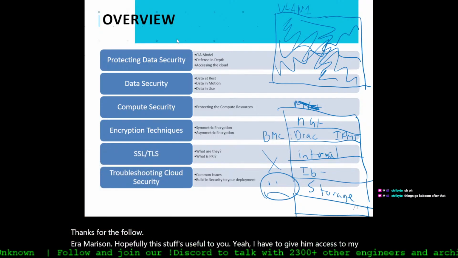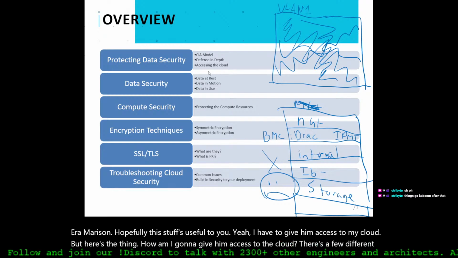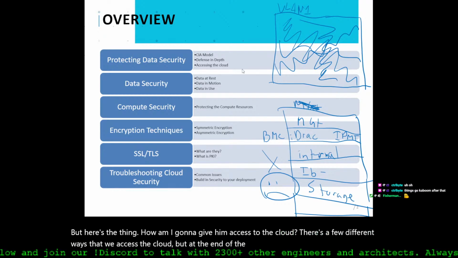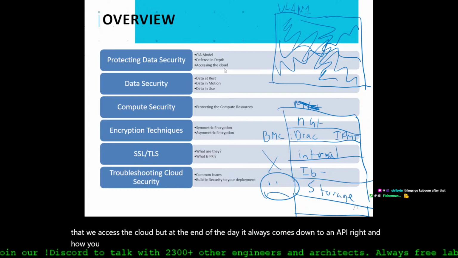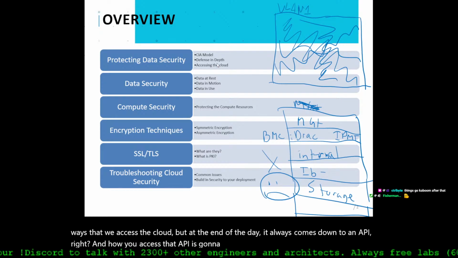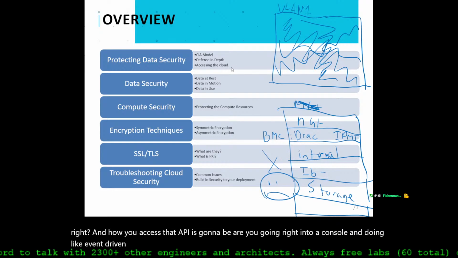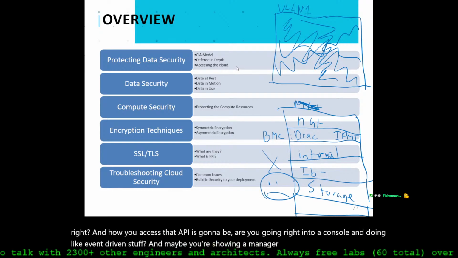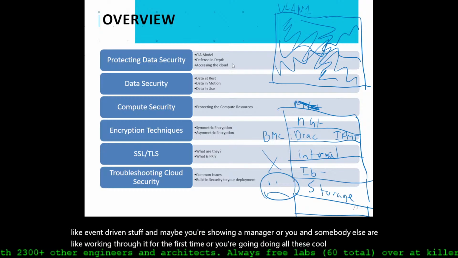But here's the thing. How am I going to give them access to the cloud? There's a few different ways that we access the cloud. But at the end of the day, it always comes down to an API, right? And how you access that API is going to be, are you going right into a console and doing event-driven stuff, and maybe you're showing a manager, or you and somebody else are working through it for the first time, or you're doing all these cool labs that are out there that are free.